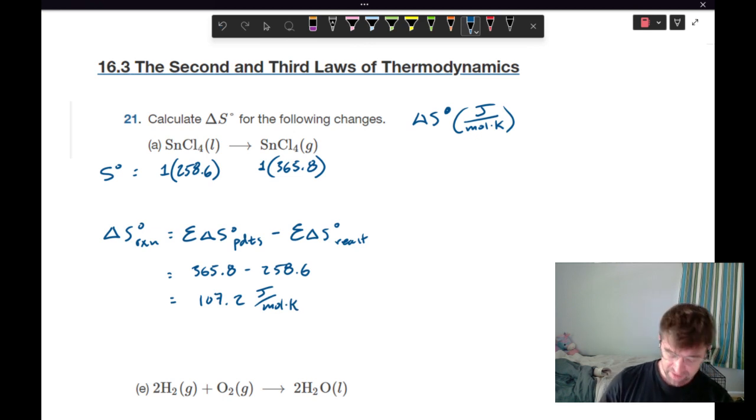This makes sense because if you look, we have a positive value here, which means that entropy is increasing, disorder is increasing. And in our balanced chemical equation, we saw that we were going from a liquid to a gas, and that change in general should result in an increase in disorganization. So that checks out.